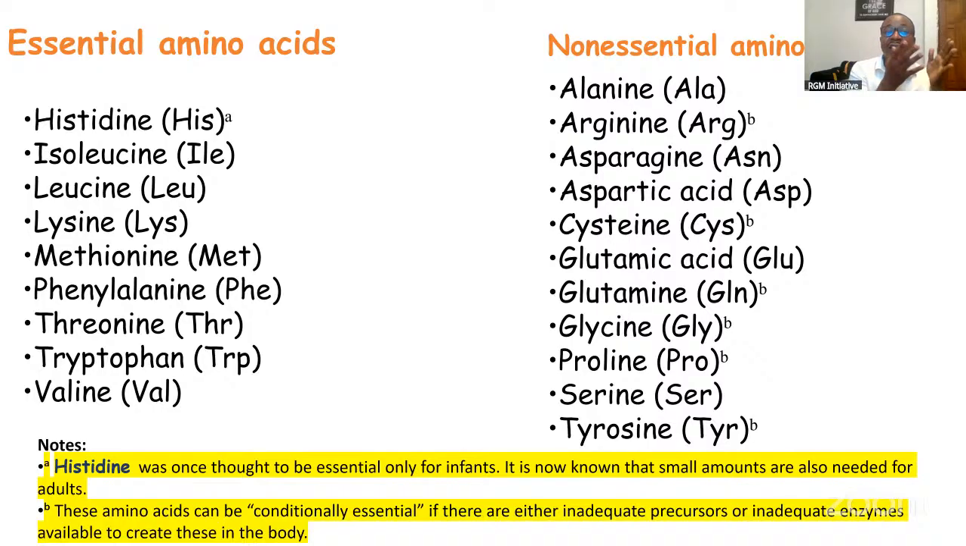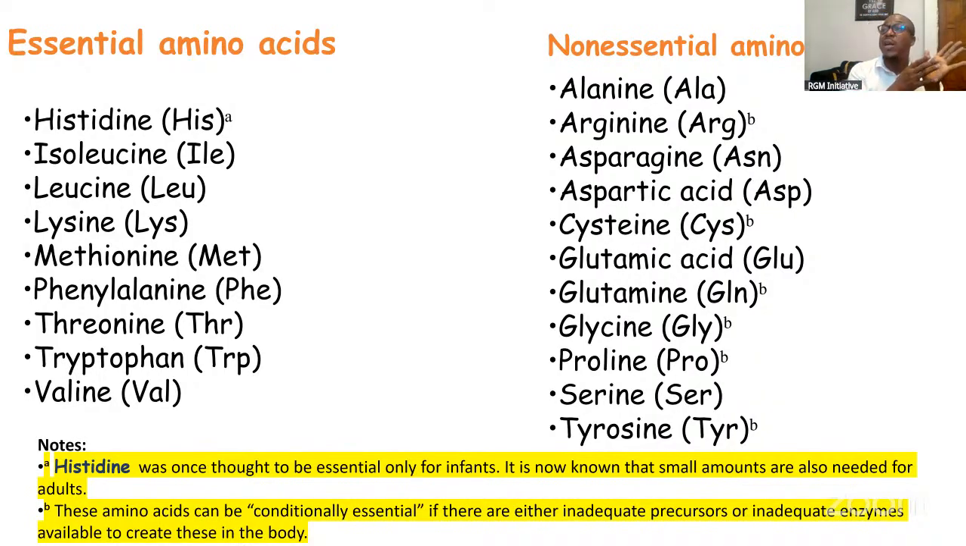Histidine was once thought to be essential only for what? Infants. Adults can produce histidine, but infants cannot. It is now known that small amounts are also needed for adults. So it is no longer only for infants. As an adult, you also need small amounts of histidine in your diet. It means that your body cannot produce enough histidine for your biochemical activities.